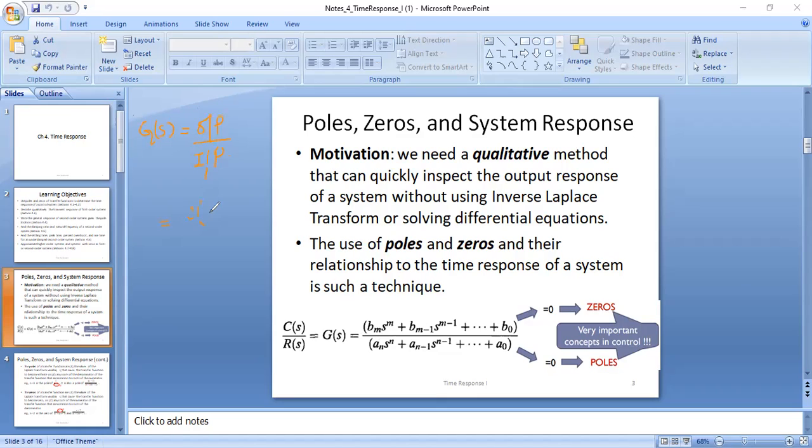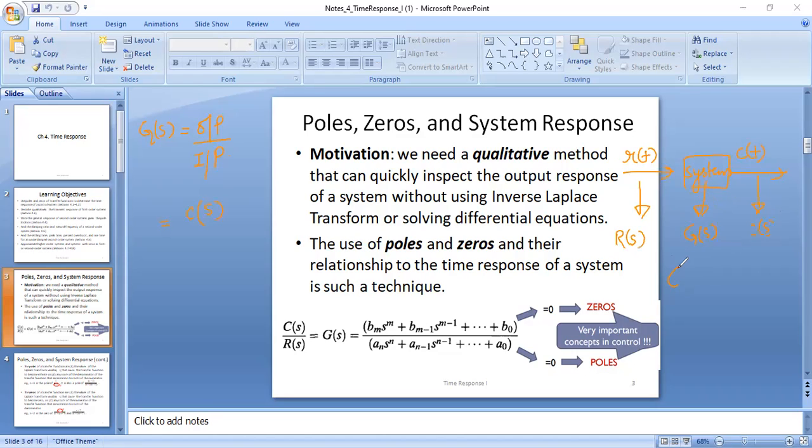Suppose this is your system and we are giving R of t, and this is C of t. This system will have some transfer function which we denote by G of S. If we talk about R of t and C of t in the S domain, we call them R of S and C of S.